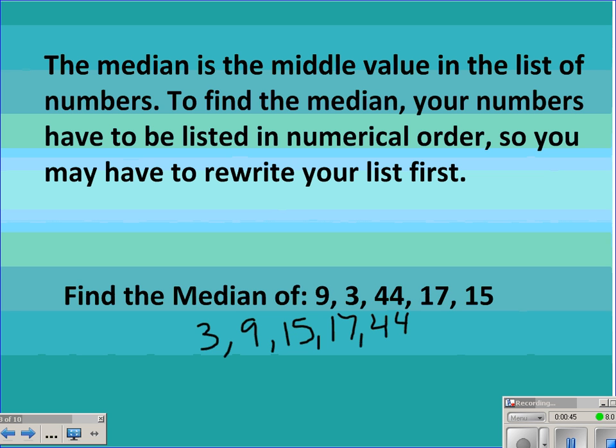Now you X out the outside numbers until you get the middle number. The median is 15.